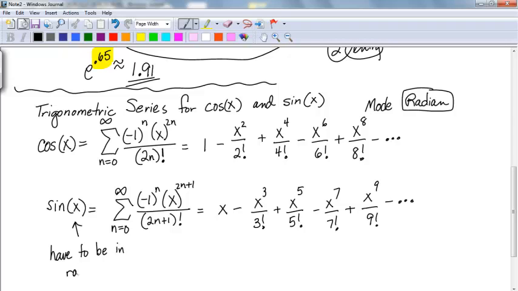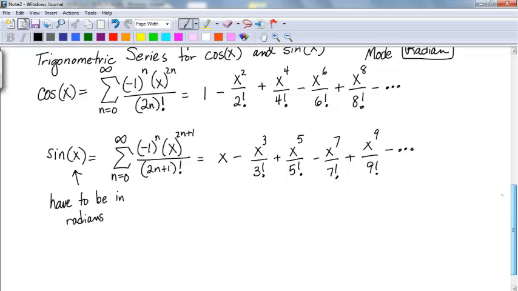So if they give you, like, find the sine of 5, you need to make sure your calculator's in radians, and then you punch that in. Okay? So let's do one. Let's do the sine of 4 as an example. Okay. So we need to punch this in.